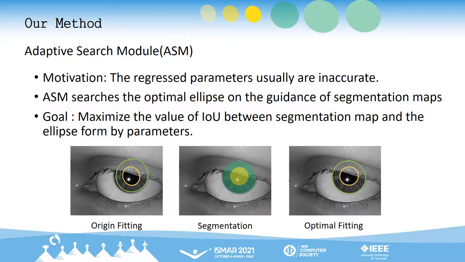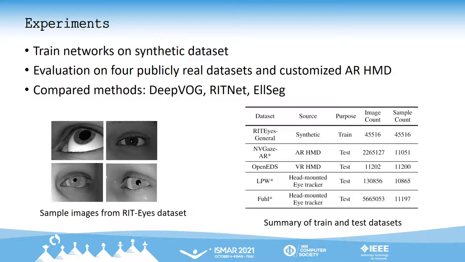In this work, we employ the synthetic eye dataset as our training dataset. We evaluate our work on 4 public real datasets, NVGaze-AR, OpenEDS, LPW, and a fourth one. The star indicates that we employ the annotations presented in the original works as ground truth.